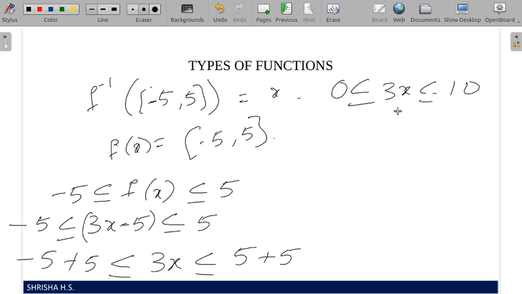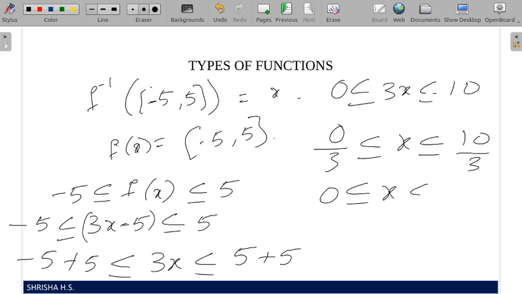Here x also has 3, right? So 0 by 3 is 0, and 10 by 3. If the image is between minus 5 and 5, and we assume x is a positive real number greater than 0, then it varies from 0 to 10 by 3. We have not got the answer yet, so keep this in mind. 10 by 3 is our interest.